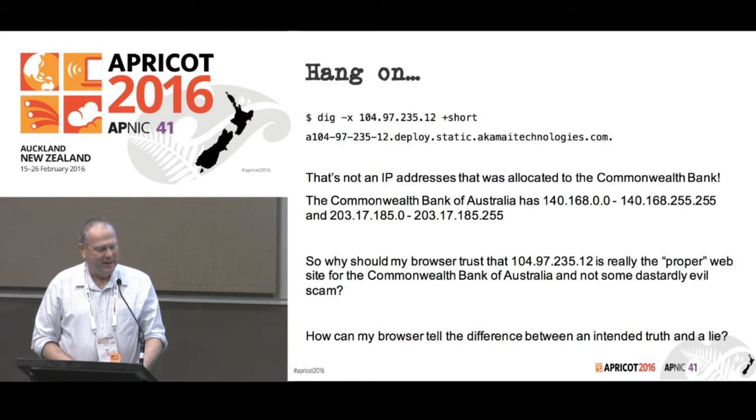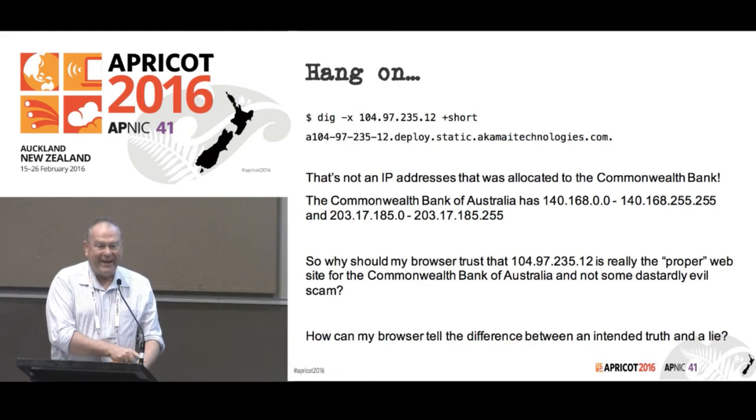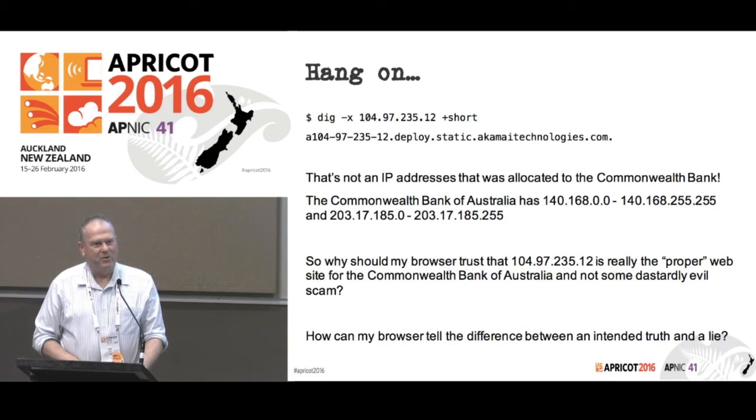I'm connecting to someone else, because the Commonwealth Bank has 140.168.0.0 through to 255. So they've got a /16, and they've also got a few, and I think they've got one whole /24. That's what the Commonwealth Bank has, and I'm not using that. So how do I know I got to the right service?